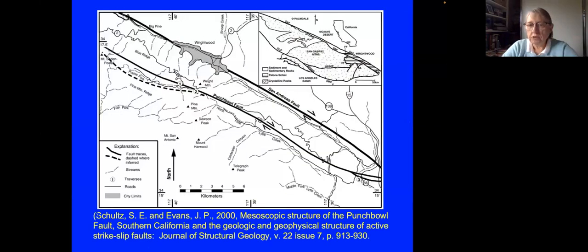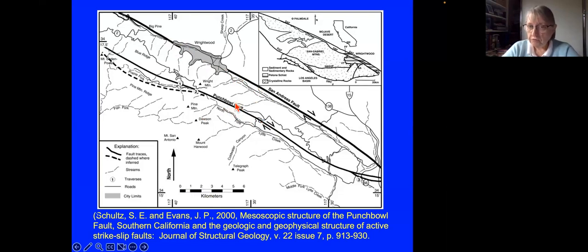Now, this is a geology map and it's pretty bare bones. I wanted to accentuate the faults. So here's the town of Wrightwood and here's the San Andreas Fault. And as you can see, you could not have placed a town on a worse location if you're worried about earthquakes. And then to add to the problems, this is the Punchbowl Fault. And if you'll notice the scale of miles down here, we're only a couple miles away. And the Punchbowl Fault is still an active fault. It's part of the San Andreas system.